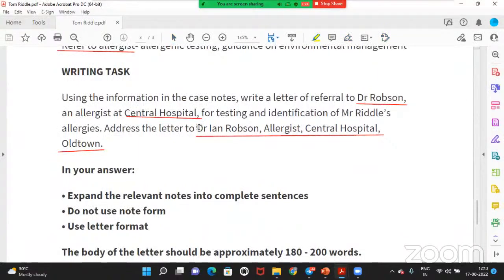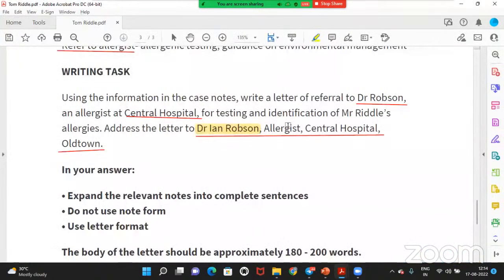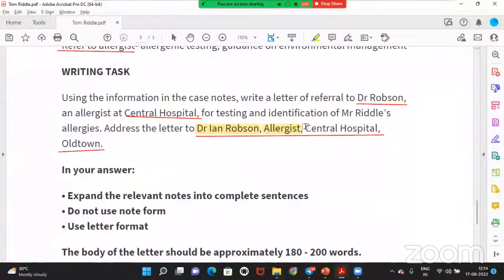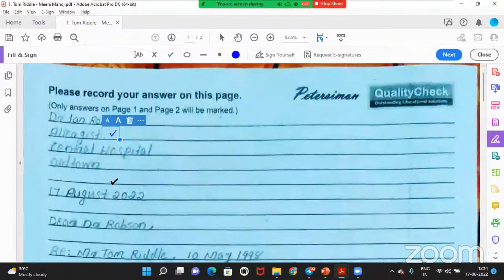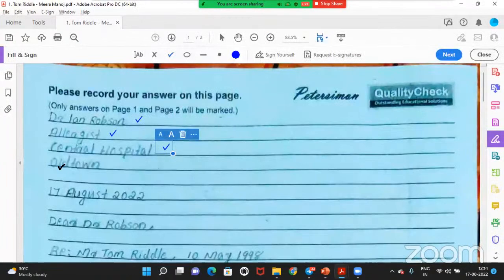Letter to Dr. Ian Robson, allergist. Be a little careful with R, there is still some problem with R. Then Central Hospital. C should be a little higher than E. Old Town is one word. O should be a little higher than the other letters.